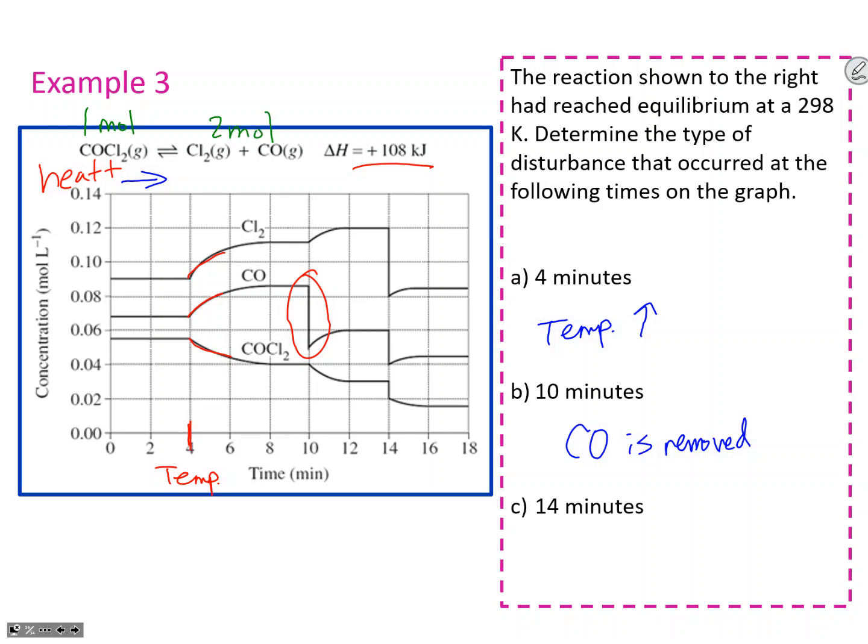So which way is it going? To the side with fewer or more moles? It's going to the side with more moles because our 2 products are increasing and the reactant is decreasing. So if it's going to the side with more moles, we know what happened to our pressure. Pressure went down.